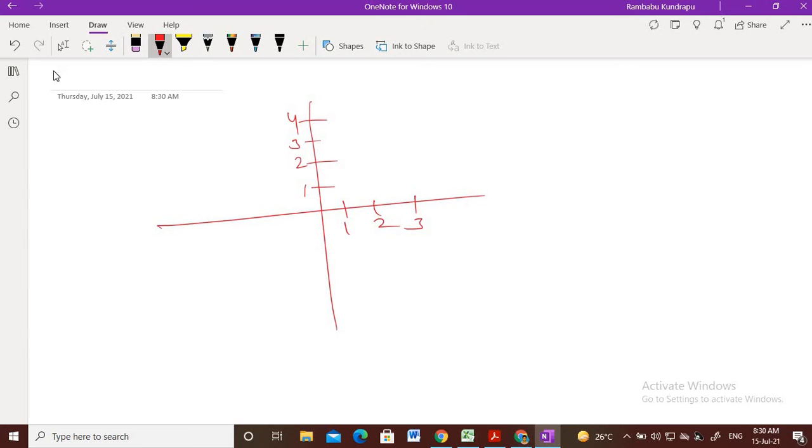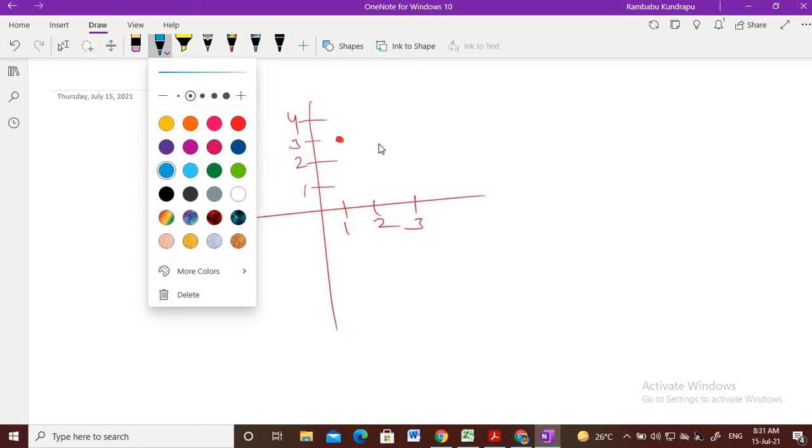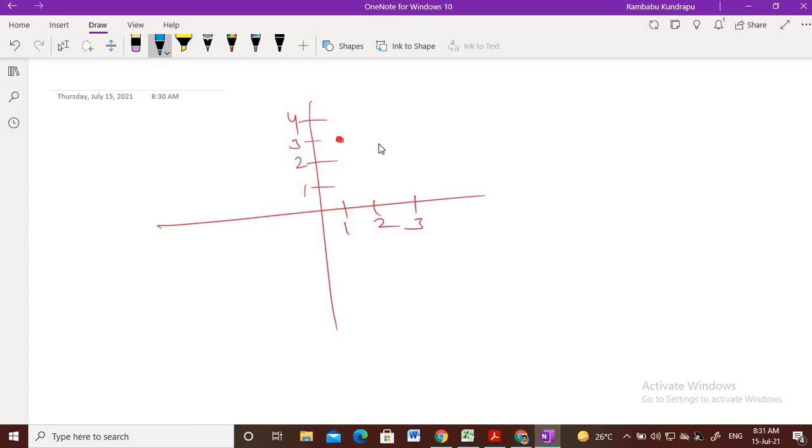So the first point is (1, 3), and the second one is (2, 2). This is (2, 2) and this is (1, 3). Just join these two points and extend that line segment, then you will get the line.